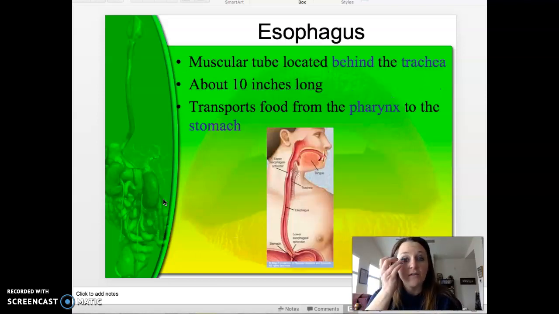Okay, then you have your esophagus. This is a muscular tube, so your esophagus is made out of muscles so it can move the food particles down. But it's located behind the trachea, so we would also say it's posterior, if you remember that. It's about 10 inches long, and it's going to transport food from your mouth and pharynx down into your stomach.